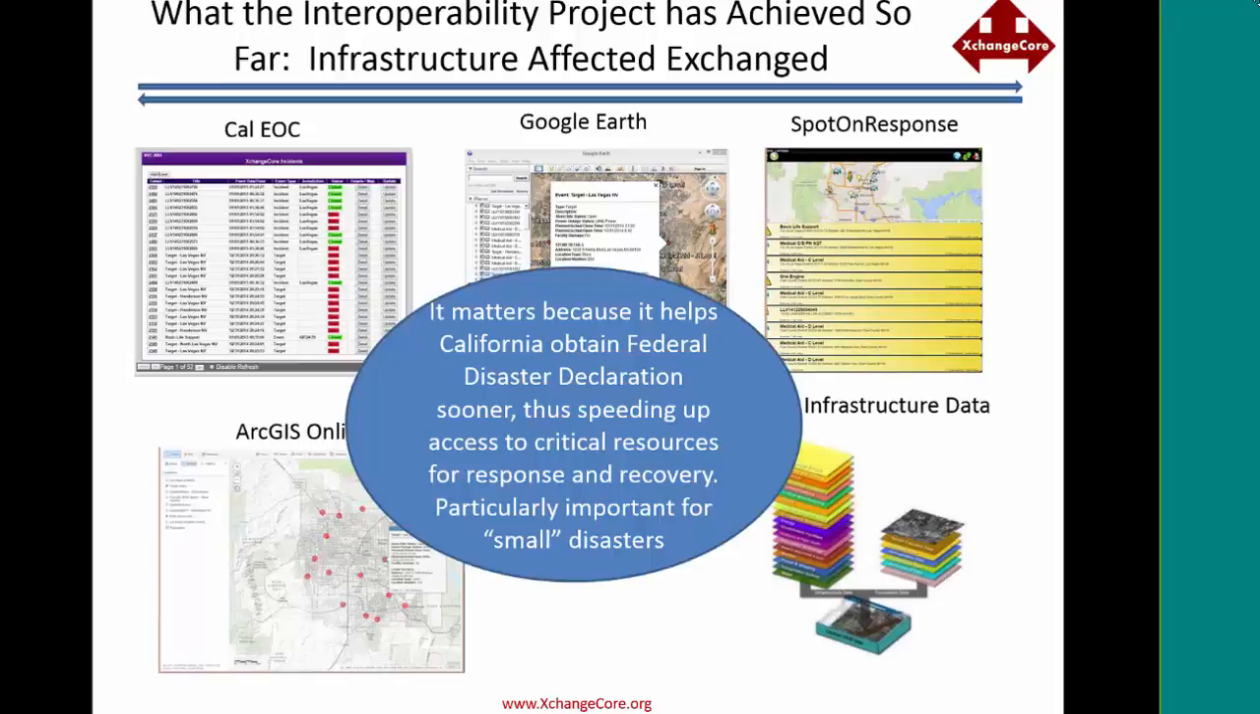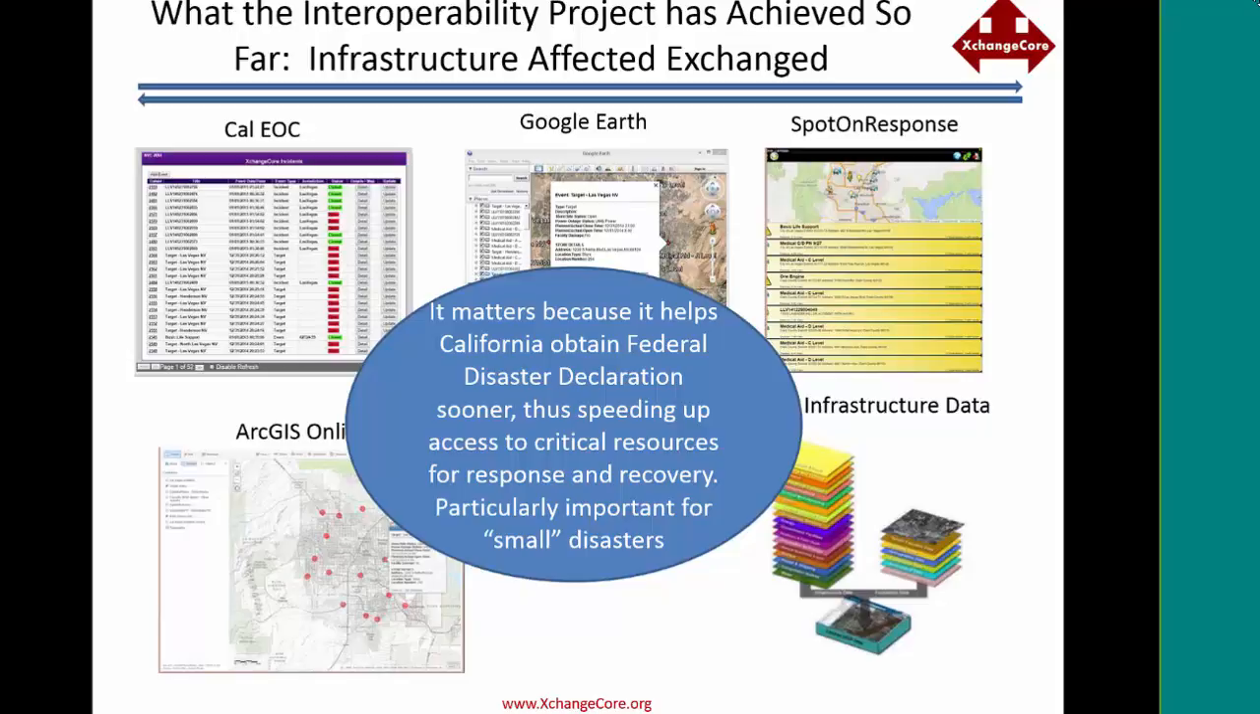And it's important because in a federal disaster, the sooner that you can get that type of information, the faster that a federal declaration will occur, or it helps the state tap into those resources more efficiently. And it's particularly important for small events.